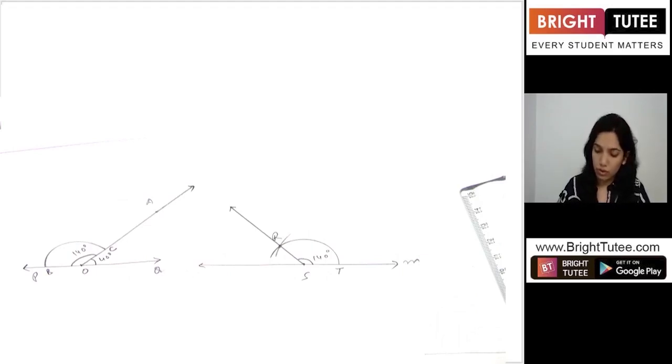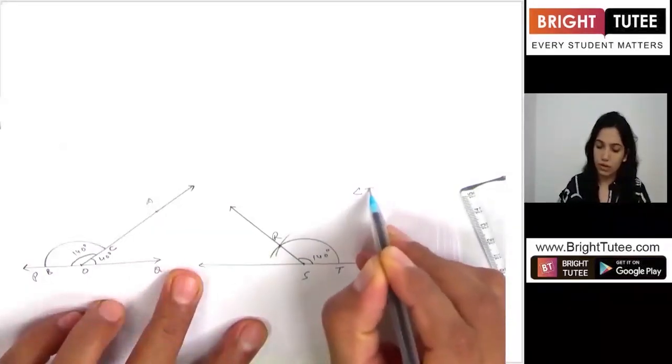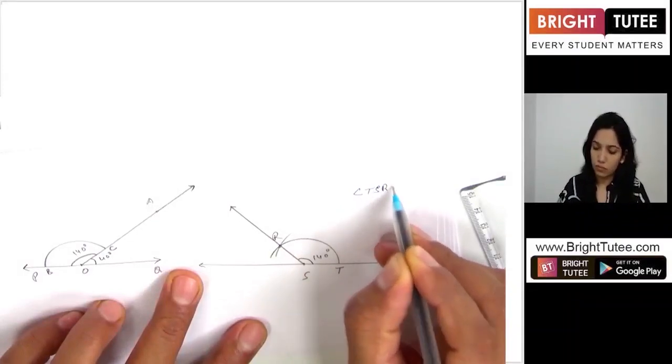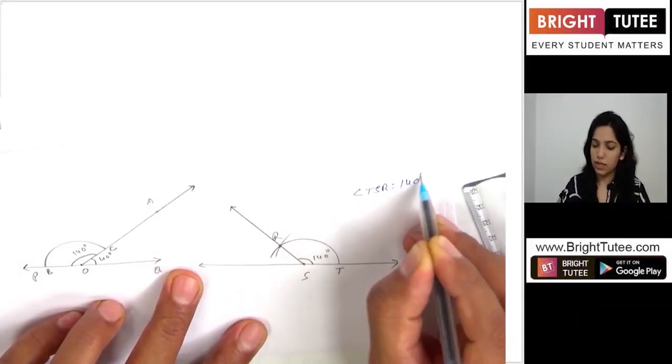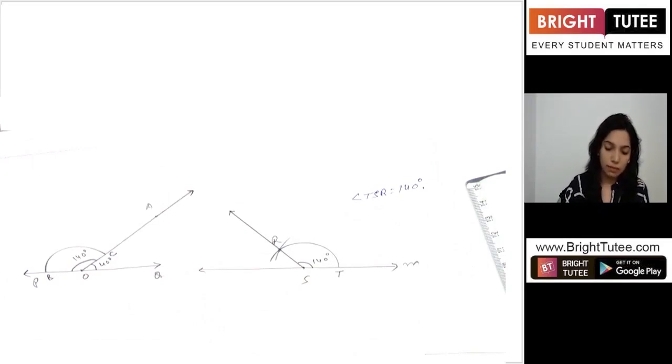Now what we have got is the copy: angle POA equals angle TSR, both equal to 140 degrees in measure. So I hope now you're confident how to make the copy of a certain angle, and how to make different angles as well. And with this we have completed our lesson.